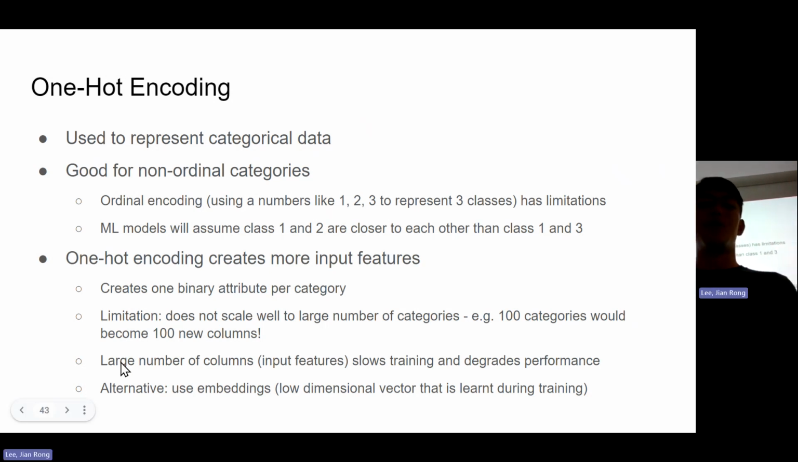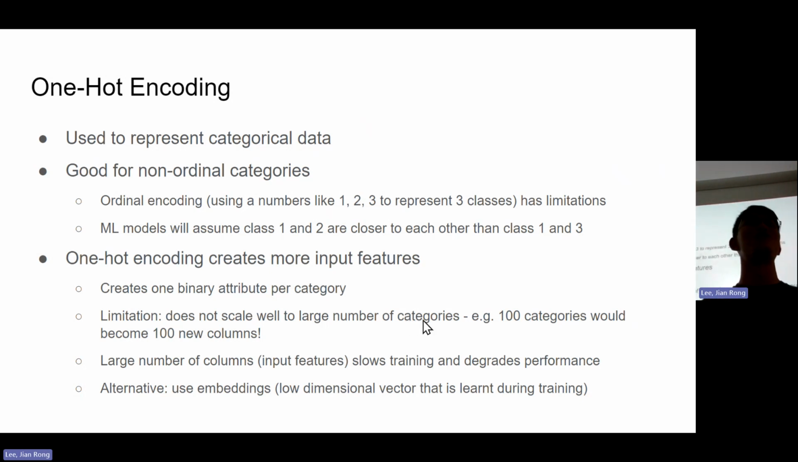One limitation of this method is it does not scale well to a large number of categories. In the previous example, red, blue, green, that's just 3 categories, so we created 3 new columns. However, imagine a case where you had 100 categories. Imagine in Imperial, you have maybe 20 or 30 courses, and you're trying to represent this using one-hot encoding. That would mean you create 30 new columns out of nowhere.